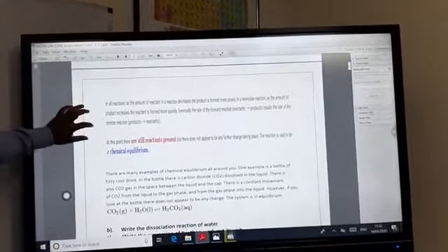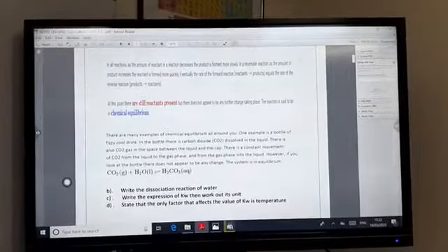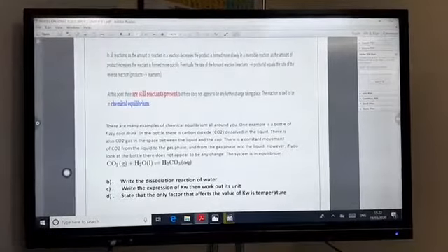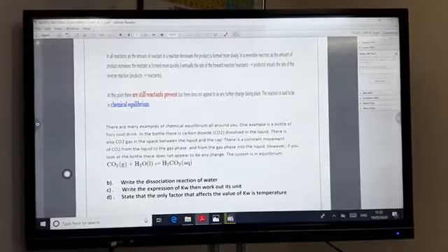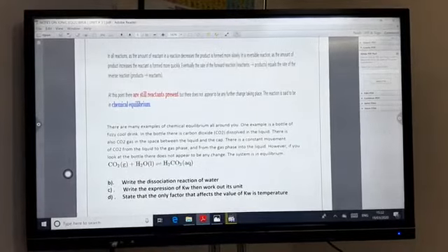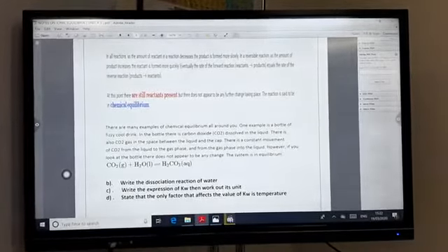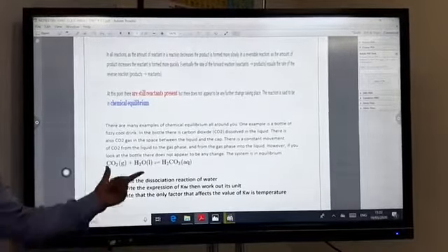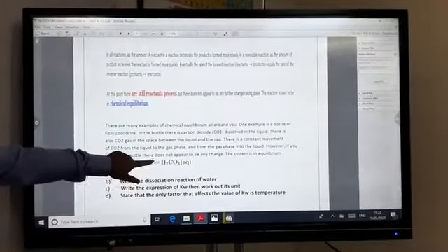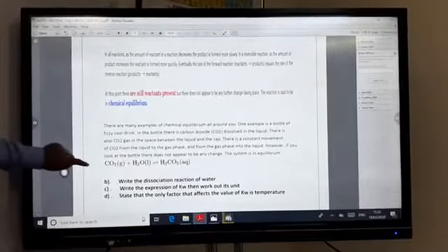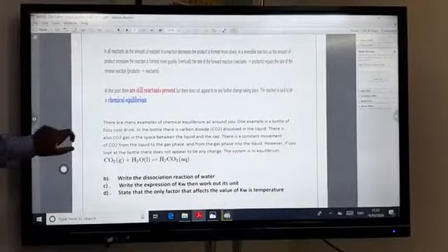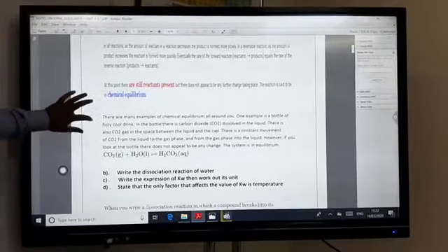Then we have more explanation about equilibrium. Let's take one example: carbon dioxide reacts with water molecule, and it will produce carbonic acid, H2CO3. There are many examples, but we will take only one example. This reversible arrow means the reaction is going forward and backward both ways.